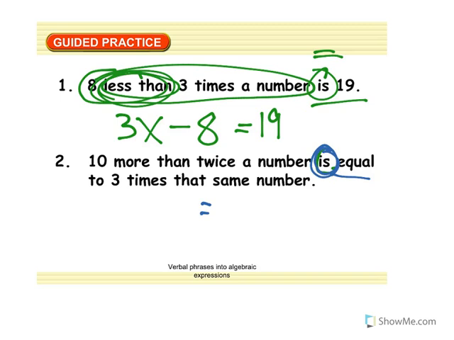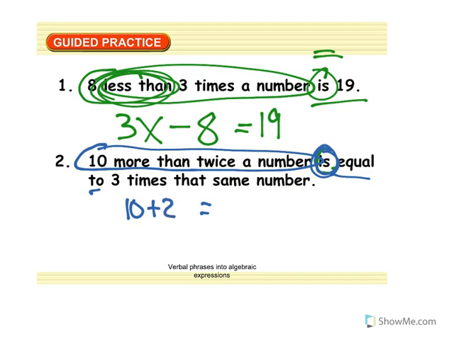Or even "is equal to," that's even more of a giveaway, 3 times that same number. All right, let's deal with the first part. 10 more than twice a number, okay? 10 plus 2x, or 2x plus 10, is equal to 3 times that same number.